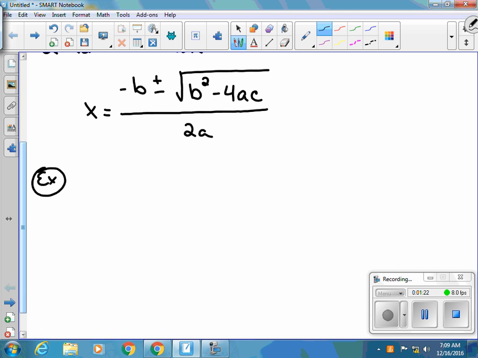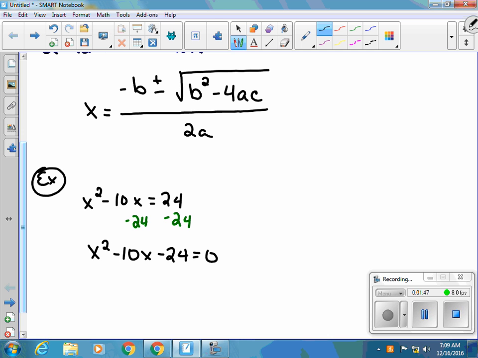For example, if I were to have x squared minus 10x equals 24. So right now, currently, this does not equal 0. So I need to make it so it does equal 0. So I'm going to subtract that 24 from both sides. I now have x squared minus 10x minus 24 equals 0.